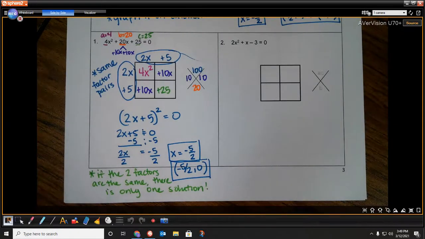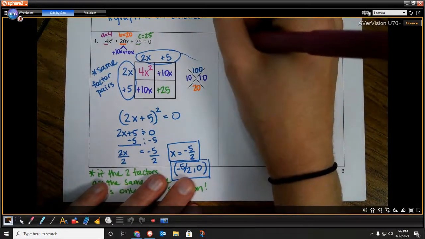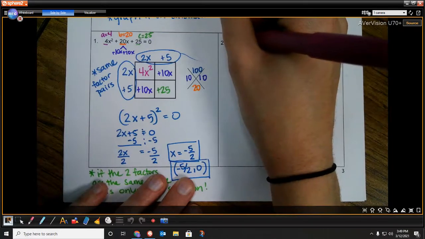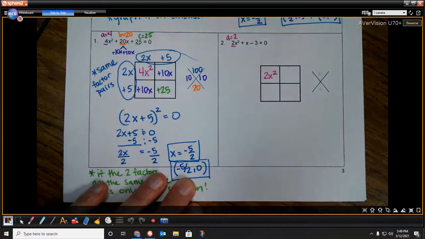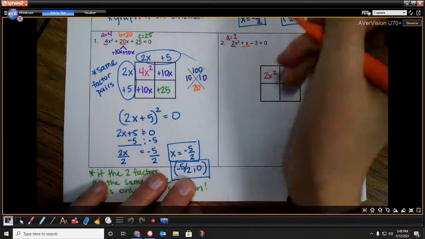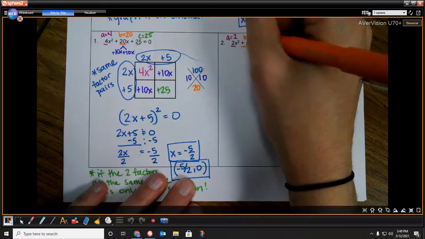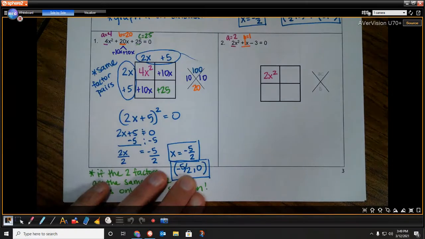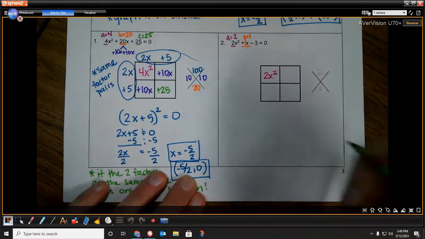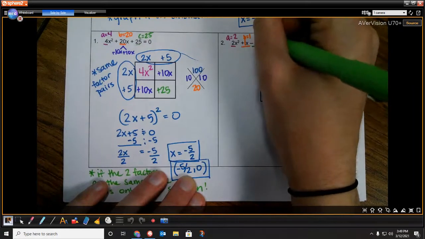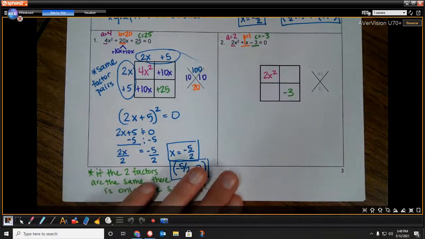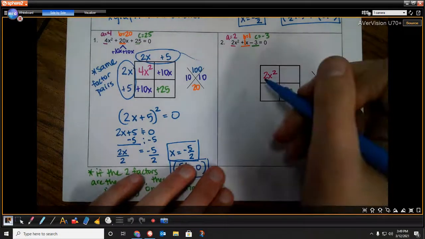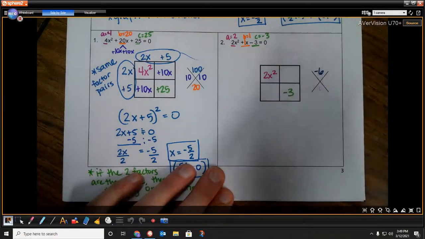So again, what we are going to do is we are going to identify our a value, which in this case is 2. I'm also going to go ahead and put my 2x squared right here. My b value, which in this case is 1, right? It's that understood 1. And then my c value is my constant here. My c is negative 3. I'm also going to go ahead and put my negative 3 right into my box. So a times c is negative 6.